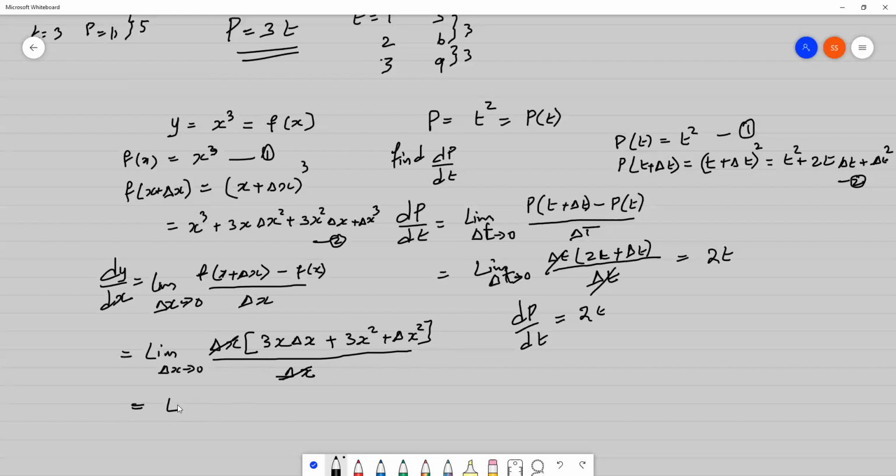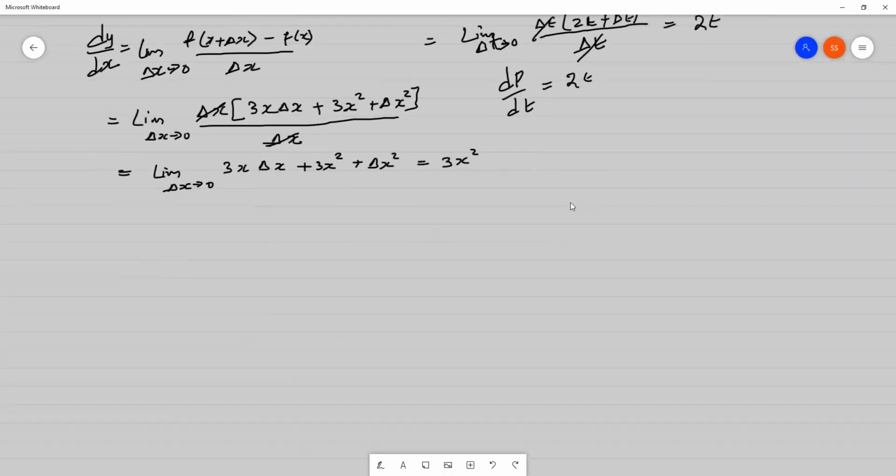So this will be limit del x tends to 0, (3x del x plus 3x squared plus del x squared). So when del x is very, very small, I can neglect. When I substitute 0 here, it becomes 0, and this also becomes 0. So the remaining term is only 3x squared. That is, I can summarize what these two problems.